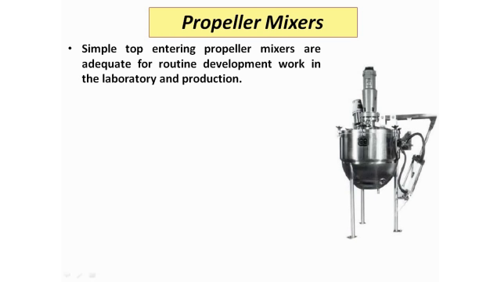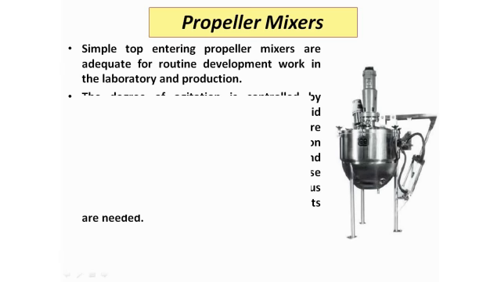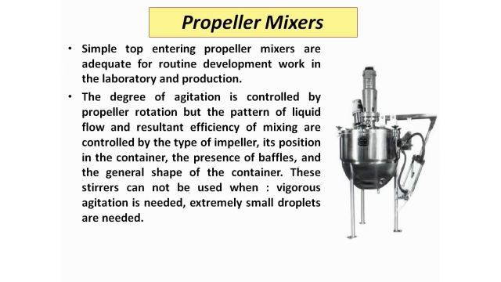The next one is the propeller mixer. It is a simple top-entering propeller mixer, where you can put the mixture from the top. It is adequate for routine development work in the laboratory as well as in the production of emulsion in the pharmaceutical industry. The degree of agitation in the propeller mixer is controlled by the propeller rotation, how fast it is moving, either clockwise or anti-clockwise. But the pattern of the liquid flow and the resultant efficiency of mixing are controlled by the type of the impeller.